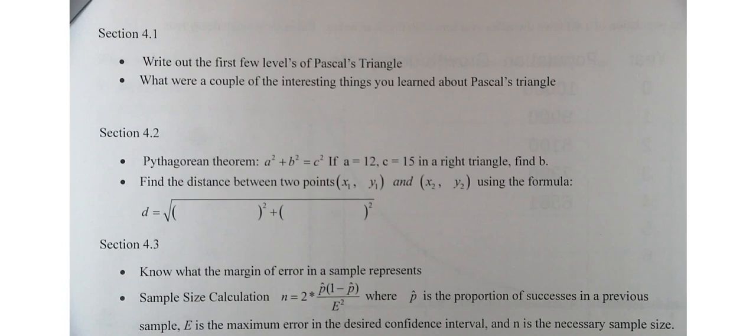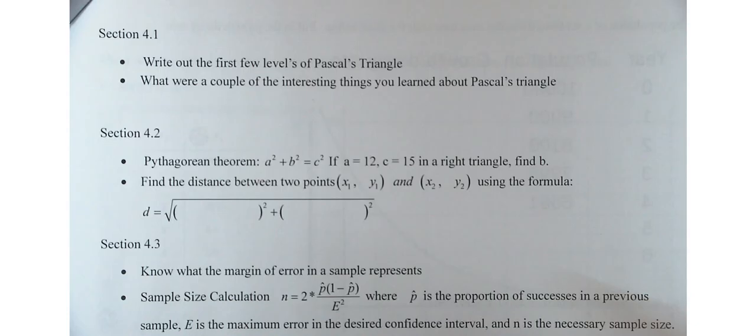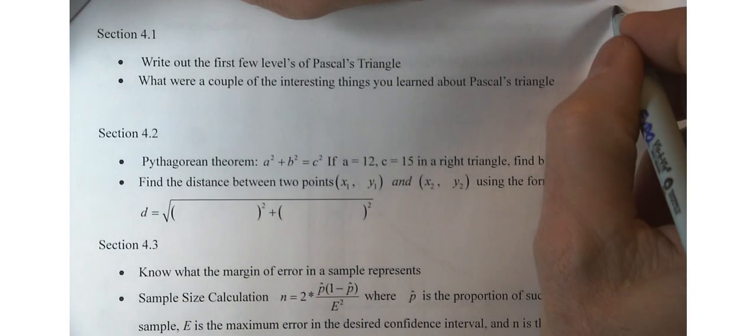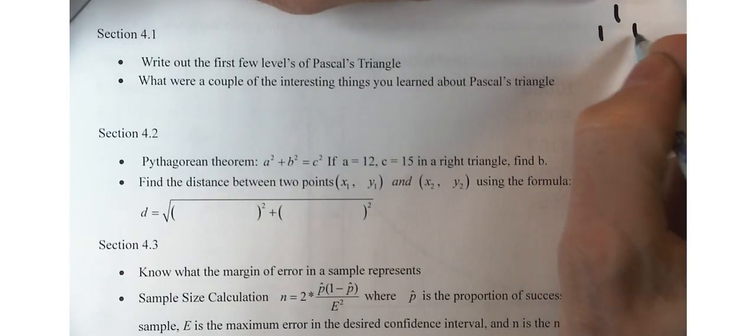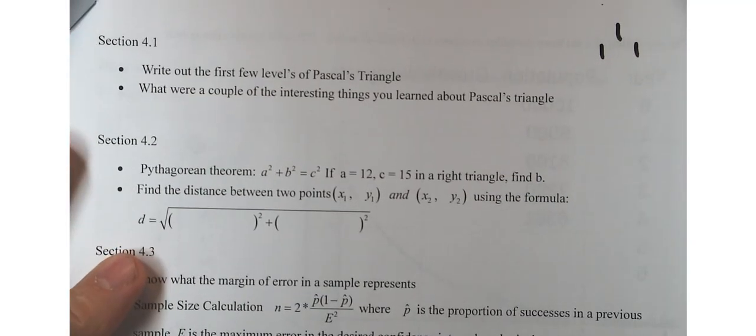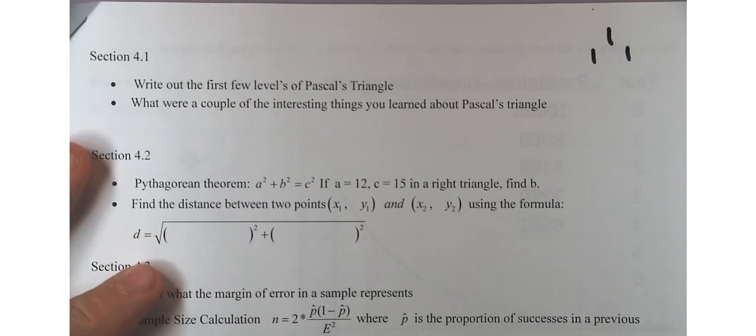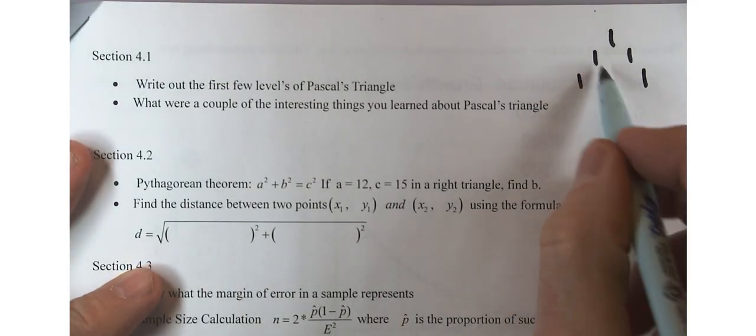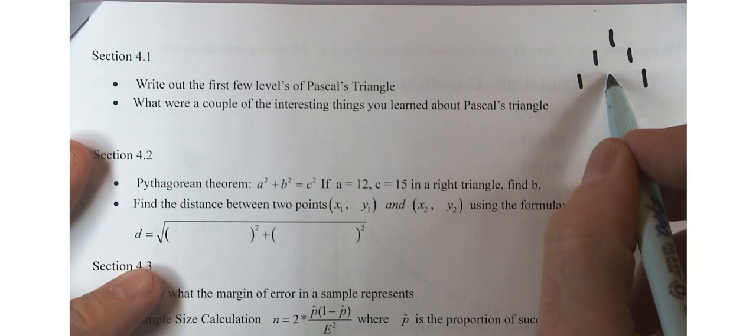Let's do a little bit of review here. One of the things we discussed in Chapter 4 was Pascal's triangle. Do you remember how Pascal's triangle starts out? 1 and a 1. How do I get new levels in Pascal's triangle? You put 1s on the outside, and to get these inside numbers, you add.